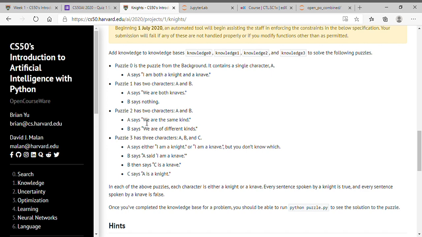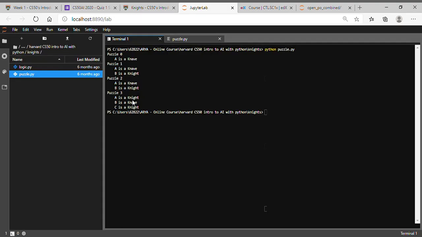On the other hand, this one says that we are of the same kind, but then B says something different, which means that this sentence is not true, which means that it can only be said by a knave. And because we know the sentence is not true, and B says we are of different kinds, we can deduce that B's sentence is the truth, which means that B is a knight, which the AI correctly deduced.